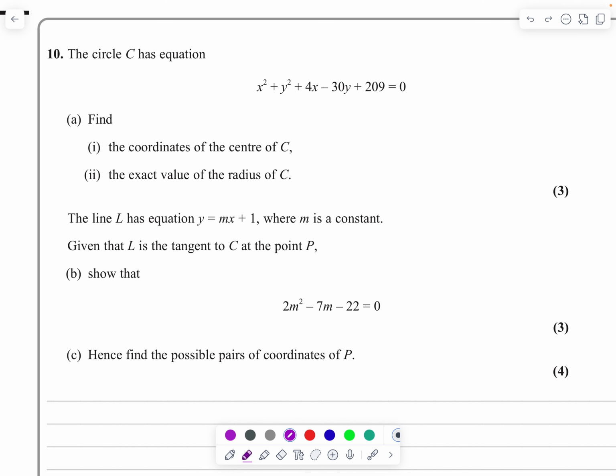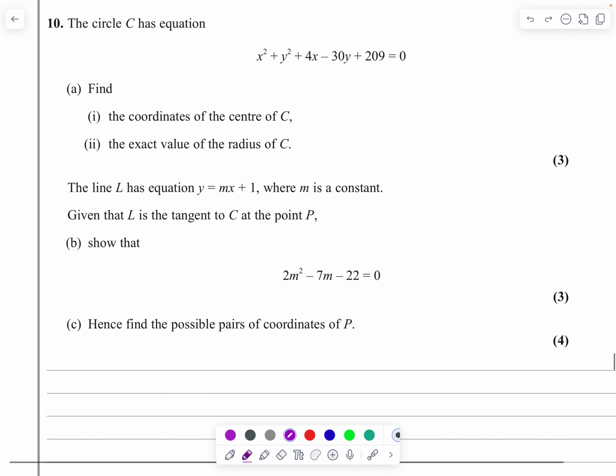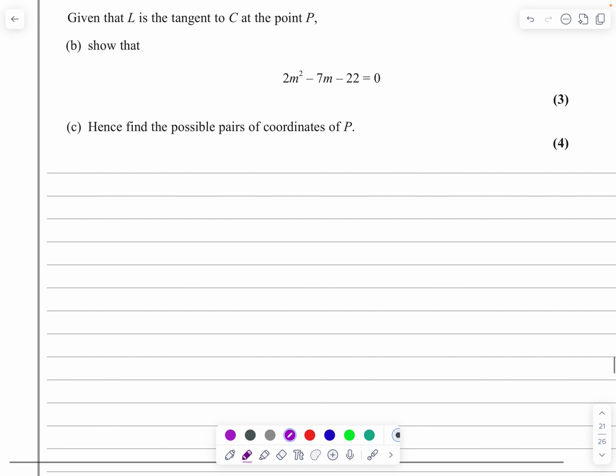Let's have a look at the first part because that's relatively straightforward. It says we've got the equation of the circle written down like this, but they want us to say what the coordinates of the center and the value of the radius is, so that means I've just got to complete the square on this circle. Let's show you exactly how to do it.